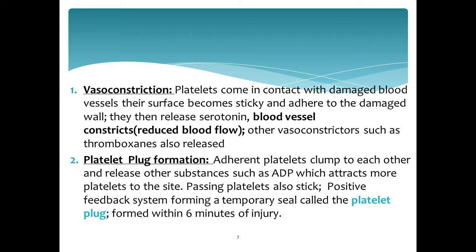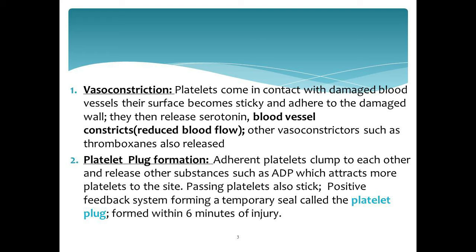Vasoconstriction: platelets come in contact with damaged blood vessel. Their surface becomes sticky and they adhere to the damaged wall. They then release serotonin, the blood vessel constricts, and blood flow is reduced. Other vasoconstrictors such as thromboxane are also released.